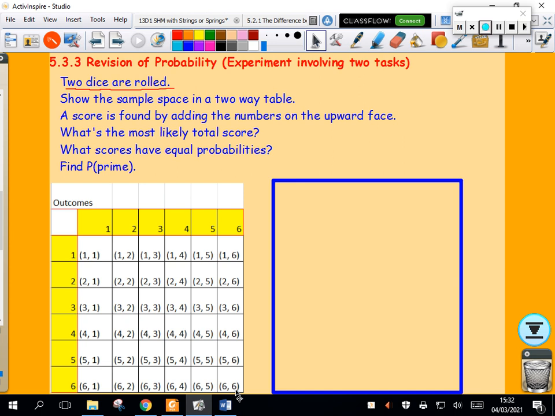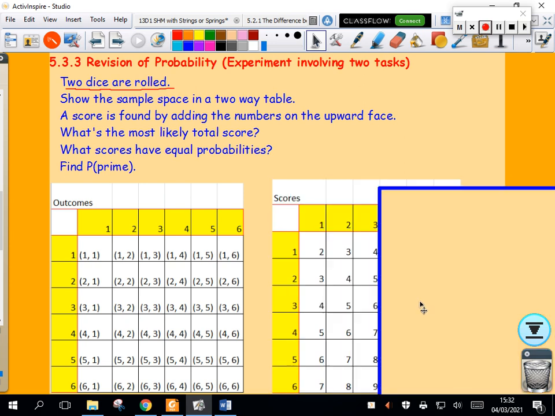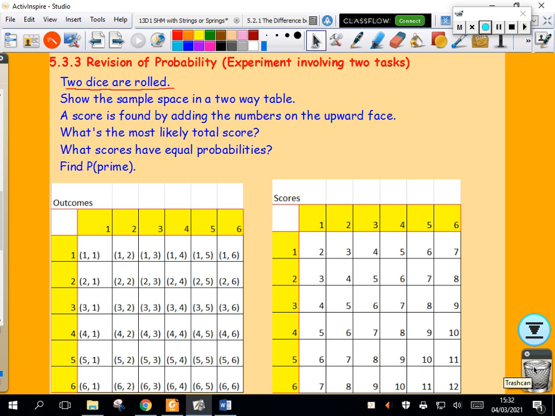Generally, when we roll a pair of dice, we find a score by adding the numbers on the upward faces. Okay? So, 1 on the first die, 1 on the second. That would be an outcome or a score of 2. So if I'm adding the two die scores, well then, my scores would look like this. So 1, 1 corresponds with a score of 2. 1, 2 corresponds with a score of 3. 1, 3 corresponds with a score of 4.